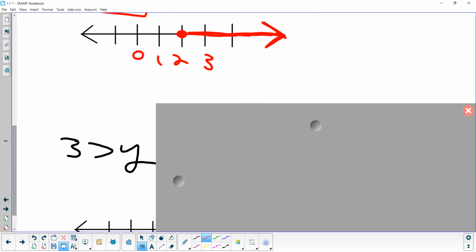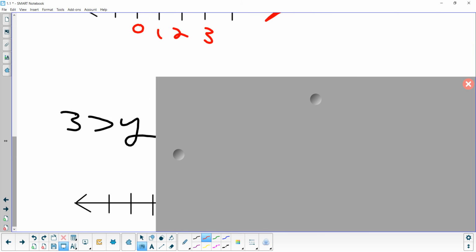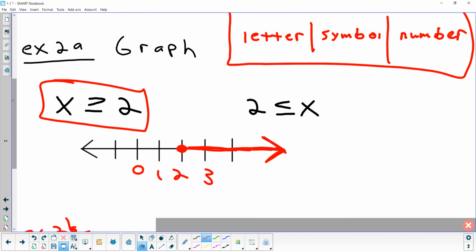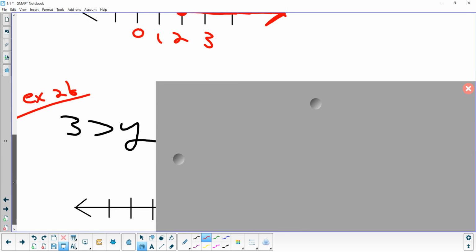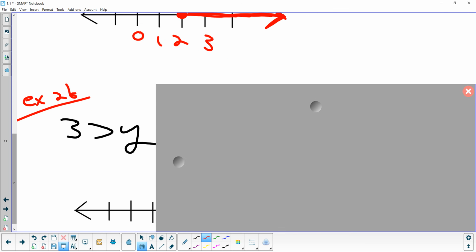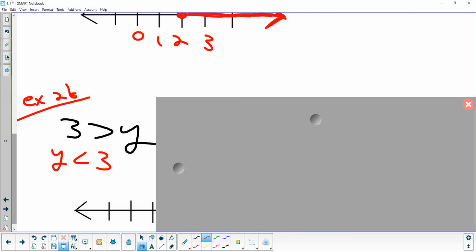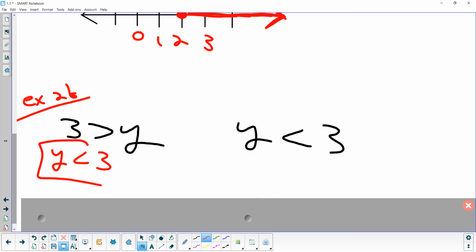All right, let's look at this one. This is example 2a. We could call this example 2b. How can we fix this so that it's set up letter, symbol, number? And remember, it has to stay pointing at the same thing it was pointing at. It's pointing at the 2, so it should stay pointing at the same thing no matter how you write it. Yep, Ashley? Y is less than 3. Pointing at the Y, pointing at the Y. Perfect. So that's what you want.